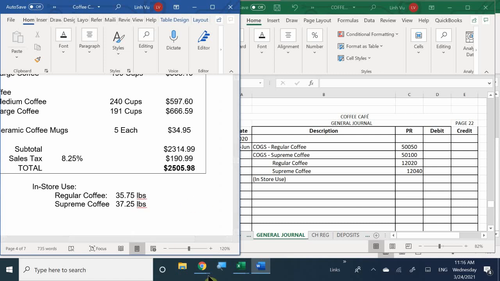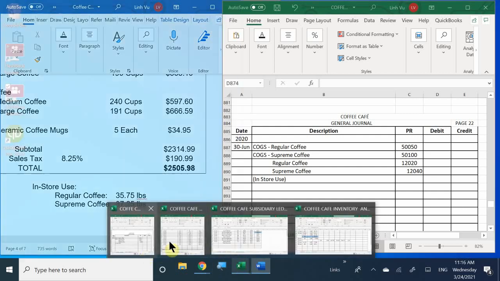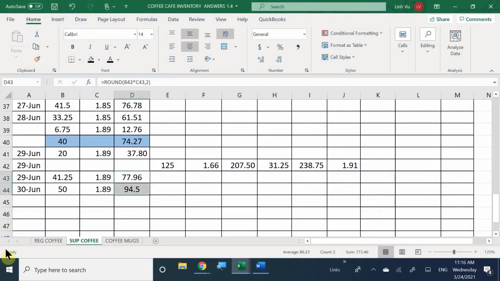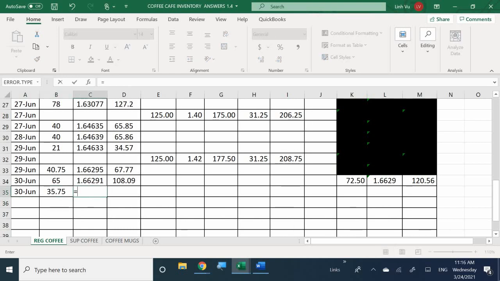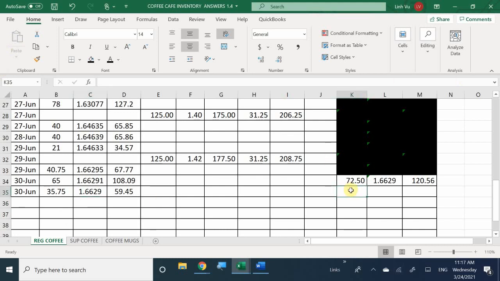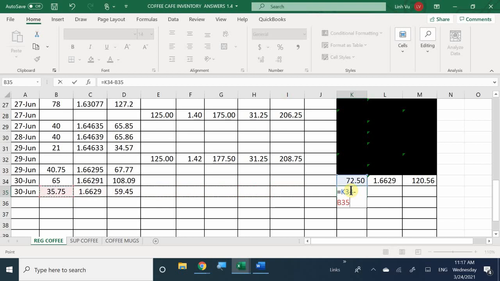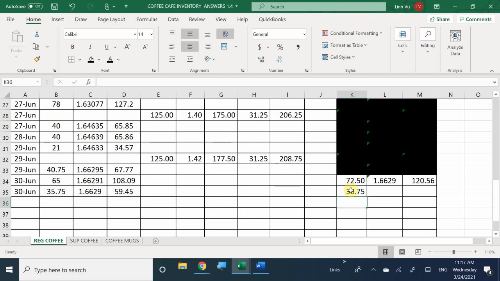So 35.75 for regular. Inventory worksheet. So here we are, June 30th for 35.75. So how much is my total cost of goods sold? $59.45. So let's update our inventory. So what's my total quantity now? $41.75. Sorry, excuse me real quick.